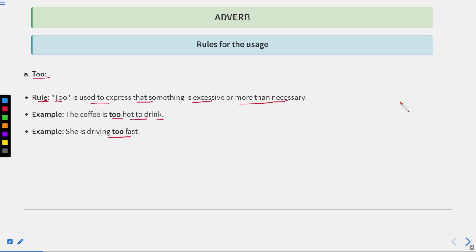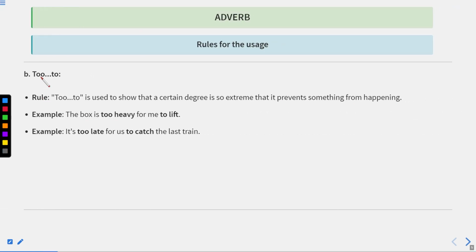Okay, now let us move to the next one. Next is too and to. Now when we use too and to together, in this structure you can see that this too is an adverb, whereas this to is a preposition. Now what happens in this structure, what we say after too and after to? This pattern follows that too is followed generally by an adjective, and this to, that is a preposition, is followed by a verb.